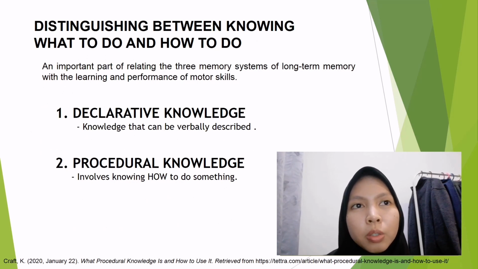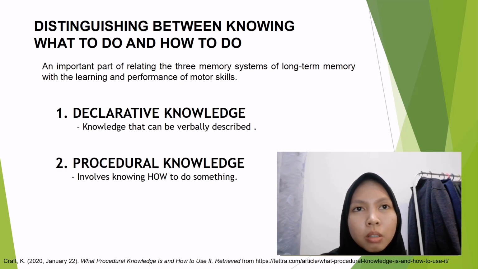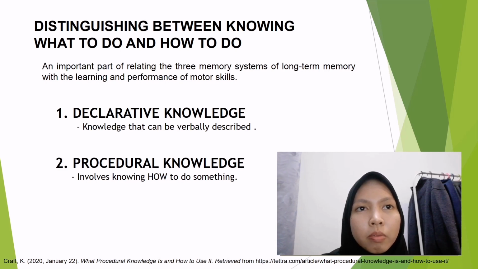Distinguish between knowing what to do and how to do. An important part of relating the three memory systems of long-term memory with the learning and performance of motor skill. First is declarative knowledge, knowledge that can be verbally described, which is knowledge about, or the answer to, the what, where, when, or who types of question rather than how. For example, about work history and mathematical equations.